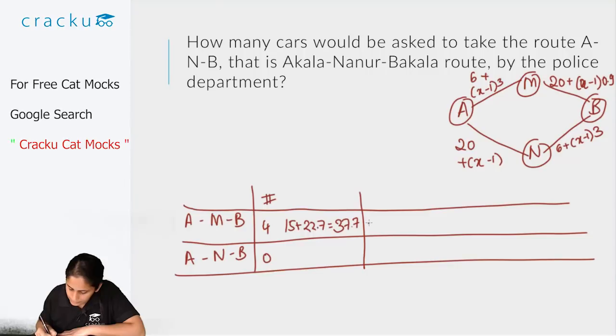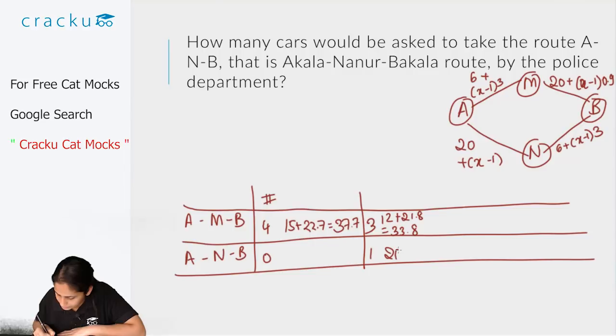Now suppose it is 3, 1. In this case, this will be 3 minus 1, that is 2. 2 times 3, that is 6. So this will be 12. 12 plus this is 2, so that is 1.8. So that is 12 plus 21.8. So this is equal to 33.8. And this one car will take 20 plus 6, that is 26 minutes.